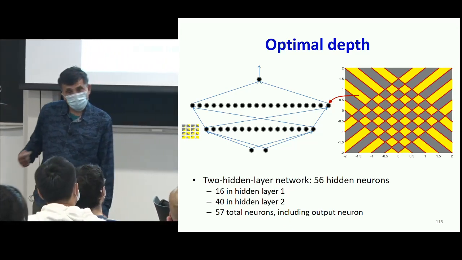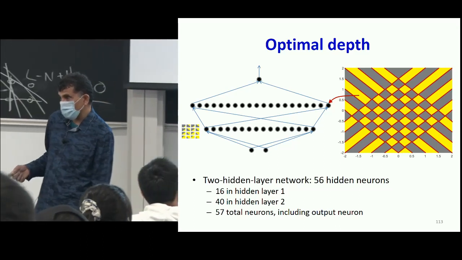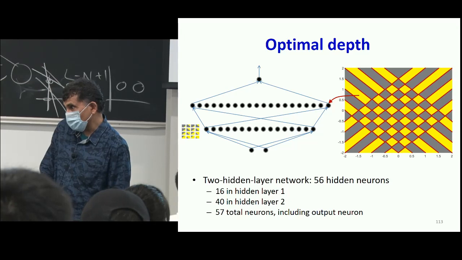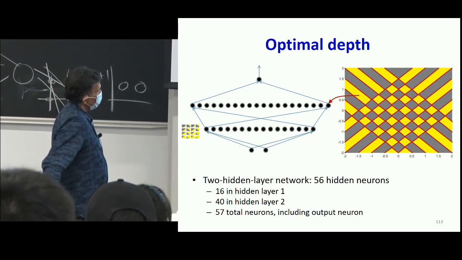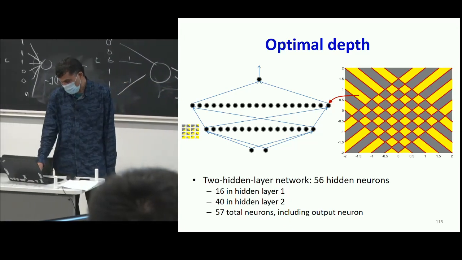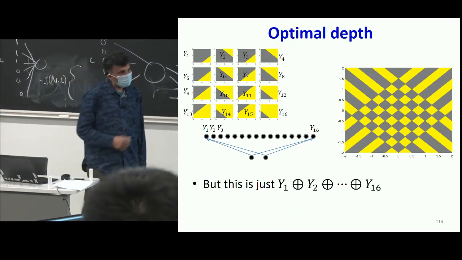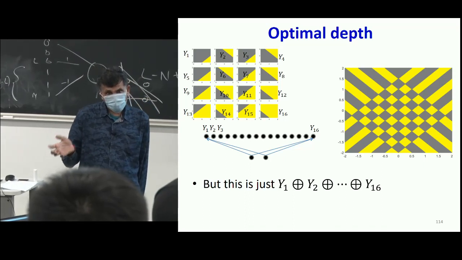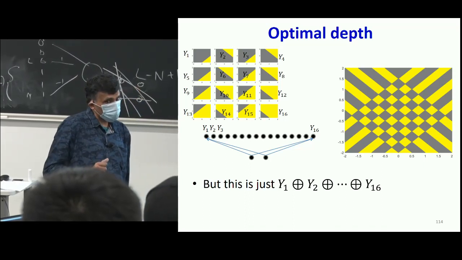So I can compose those 40 regions using 40 neurons, which build off the outputs of the 16 neurons in the first layer. And then I can OR the lot. So the total number of neurons required if I have 2 hidden layers is 57. But then here's something. This is just an XOR pattern. We're familiar with this, right? This is an XOR of all 16 outputs.